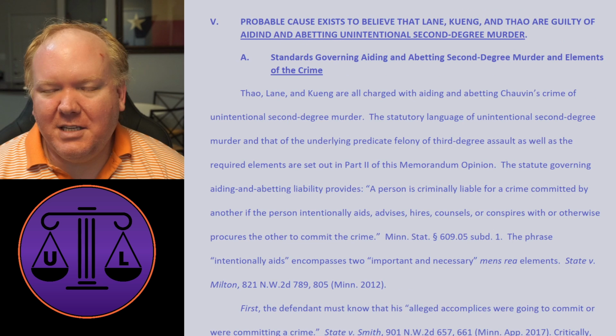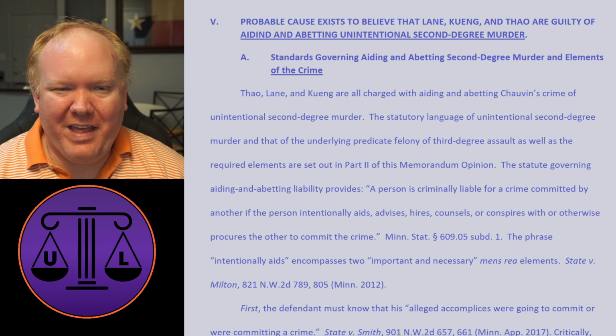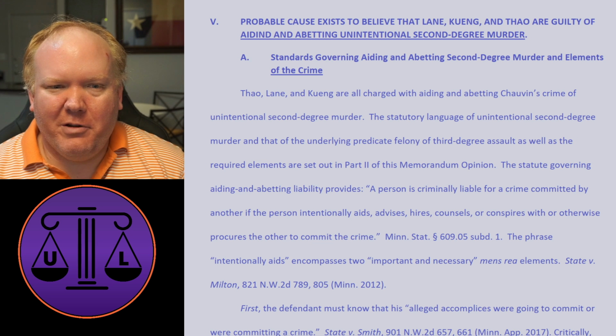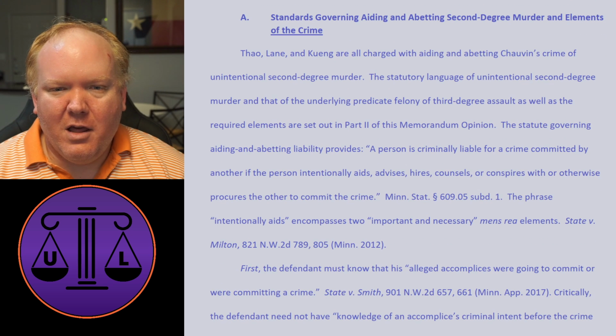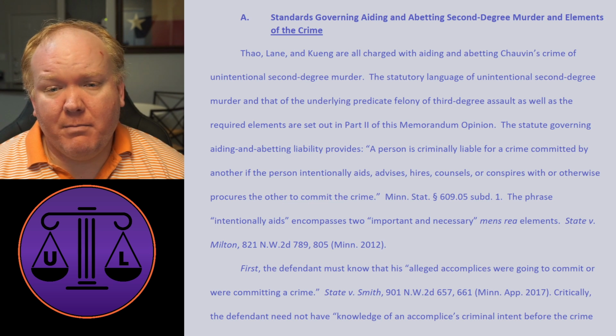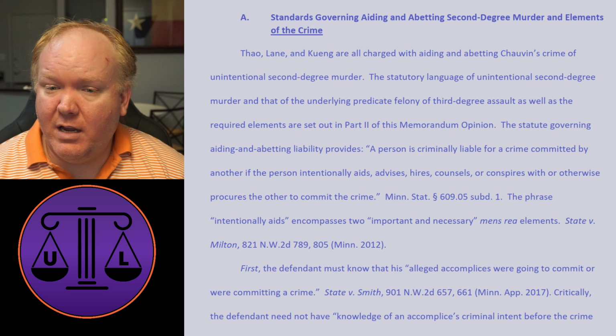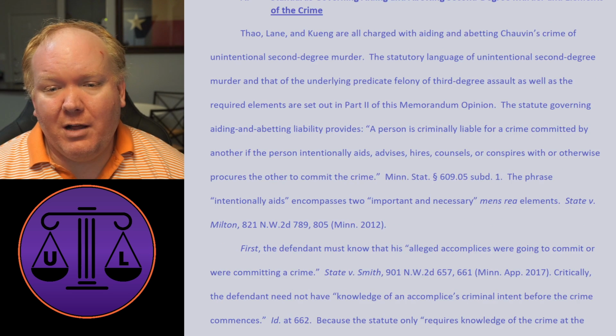Anyways, let's go with the other cops' liability and whether or not they are liable or not, because I think that's a little bit more interesting at this point. All right, so we're going to deal with them all at once. Thao, Lane, and Kueng are all charged with aiding and abetting the crime of unintentional second-degree murder, the felony murder. The statutory language of unintentional second-degree murder and that of the underlying predicate felony of third-degree assault, as well as the required elements, are set out above.